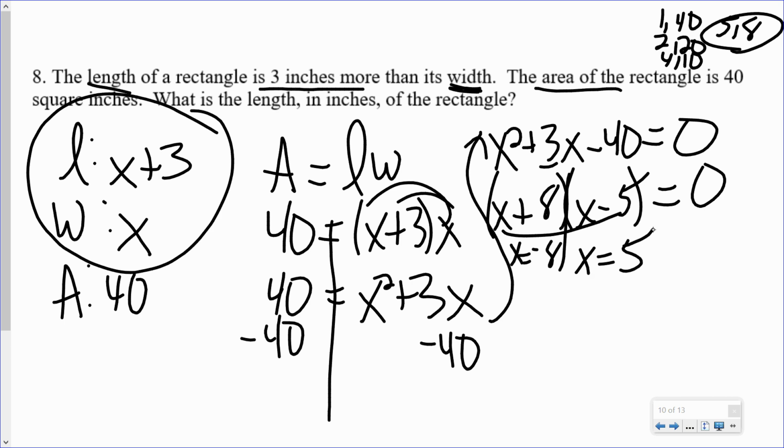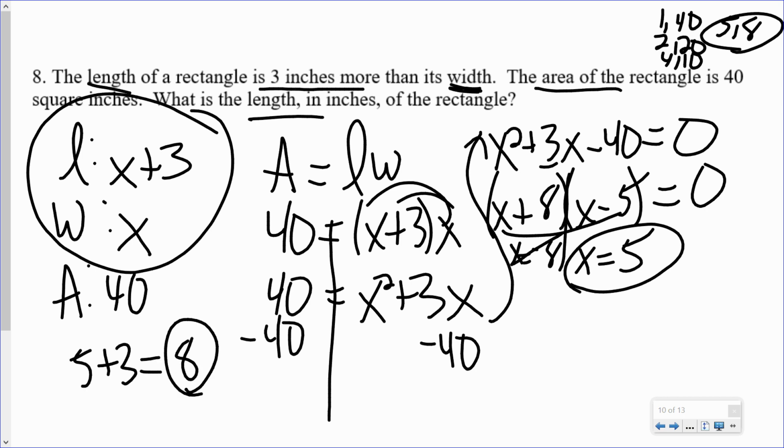Now we're talking about the width of a rectangle. You can't have a negative width, so x is 5. It's asking for the length. The length is x plus 3. 5 plus 3 is 8.